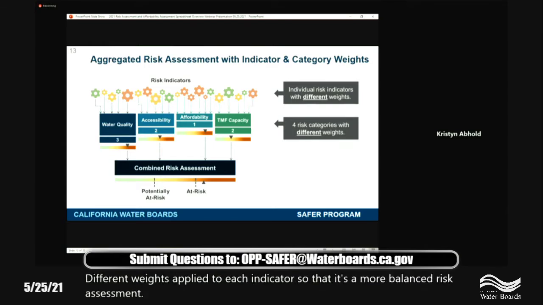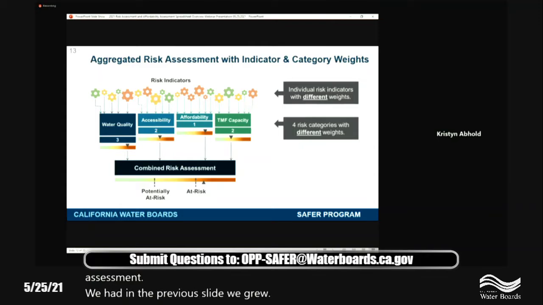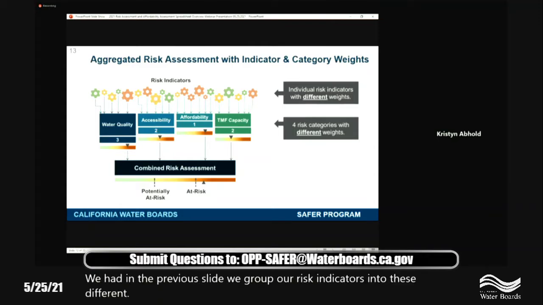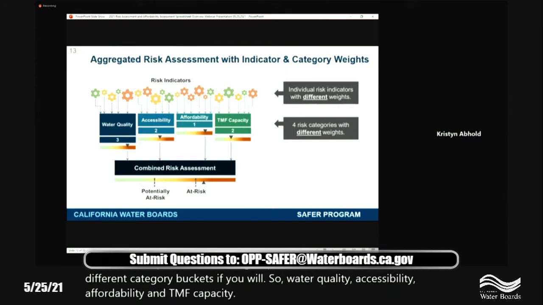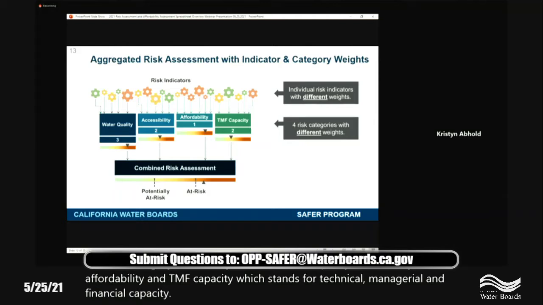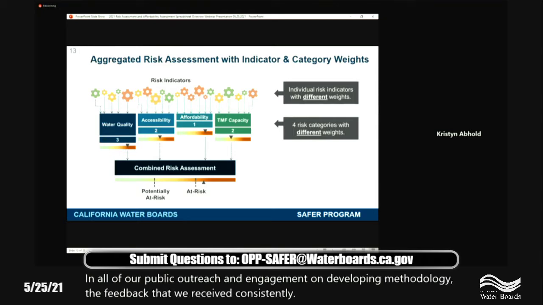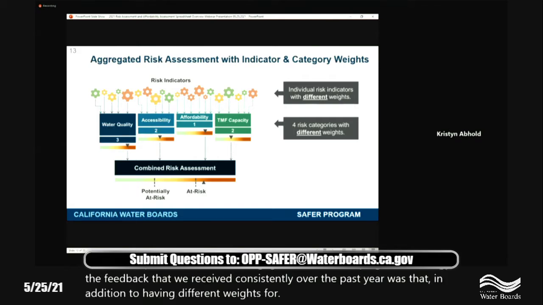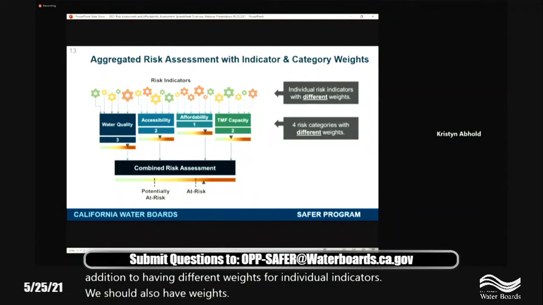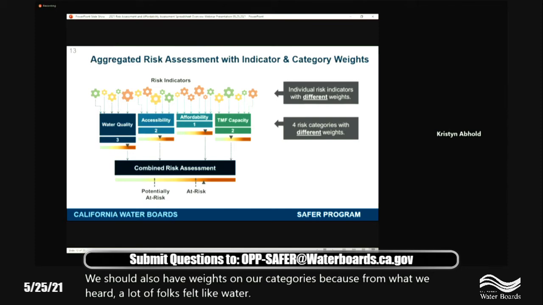Like we had in the previous slide, we group our risk indicators into these different category buckets, if you will. So water quality, accessibility, affordability, and TMF capacity, which stands for technical, managerial, and financial capacity. In all of our public outreach and engagement on developing our methodology, the feedback that we received consistently over the past year was that in addition to having different weights for our individual indicators, we should also have weights on our categories, because from what we heard, a lot of folks felt like water quality should be weighted the most.